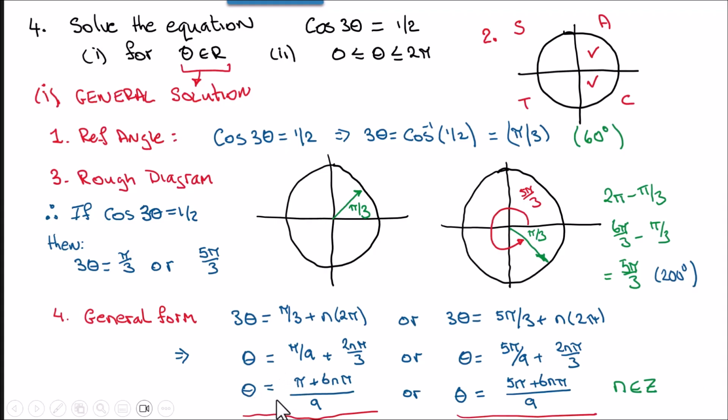So this represents all the values of theta that, when you multiply by 3 and take the cosine of it, you'll get a half.